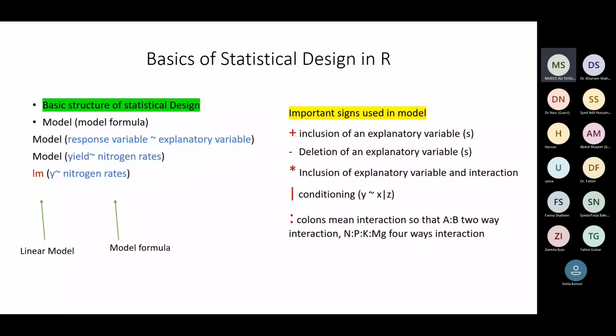And the important signs: we have signs for the inclusion and deletion of the explanatory variables, and the inclusion of the explanatory variables and the interaction. And we have conditions here, this column is for the conditions, and the last thing in the column we use for interactions, whether it's 2 or 3 or 4 interactions. So those are the important signs. Okay, good.